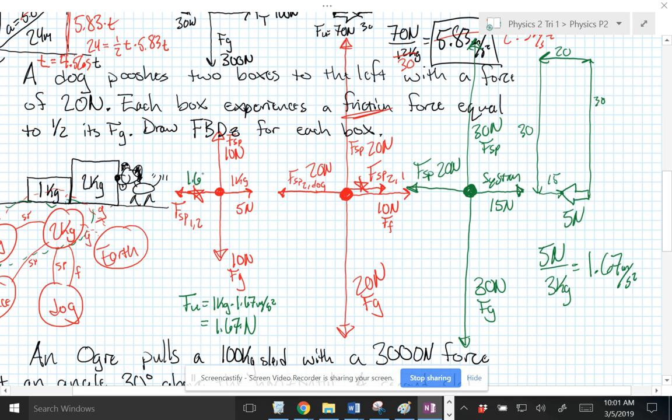So is that this force? Is this force 1.67 newtons? Run that by your neighbor real quick.